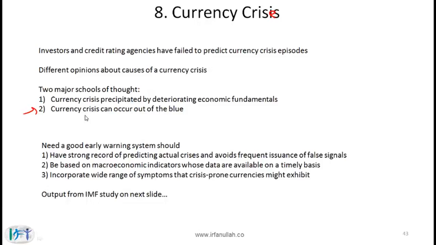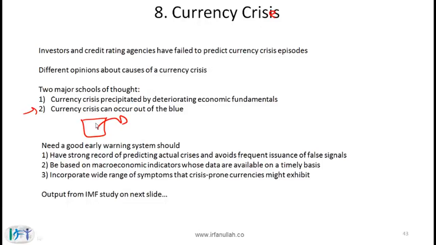The other cause can be contagion, where issues in one country can just flow over to another country, even though the economic fundamentals of the other country are reasonably sound. So the larger point is that given historical data, it is very hard to predict the coming of a currency crisis.